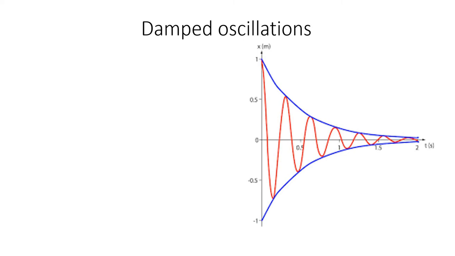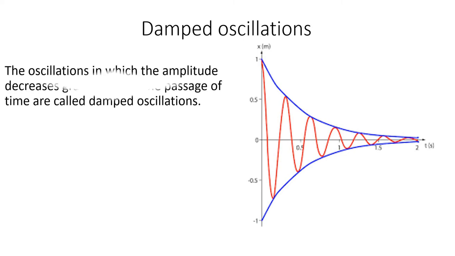Because of air resistance, or if it is oscillating in a liquid, viscosity will be there. So some energy will be utilized to overcome those dissipative forces, because of which the energy of the oscillating object gradually decreases, and hence the amplitude of oscillation also gradually decreases. That type of oscillations are known as damped oscillations. The oscillations in which the amplitude decreases gradually with the passage of time are called damped oscillations.